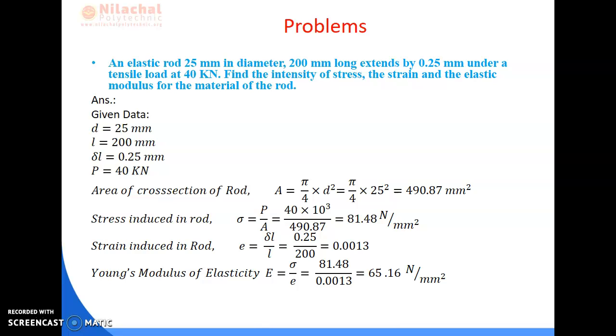From Hooke's law, we find that stress sigma is equal to strain into Young's modulus. So now E is equal to sigma by strain, that is 81.48 divided by 0.0013, which is calculated as 65.16 Newton per mm square. Now E is equal to 65.16 Newton per mm square.